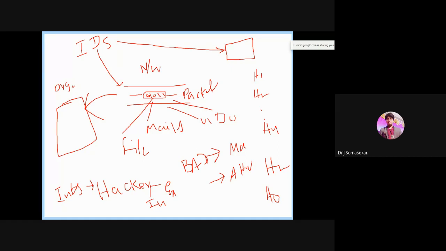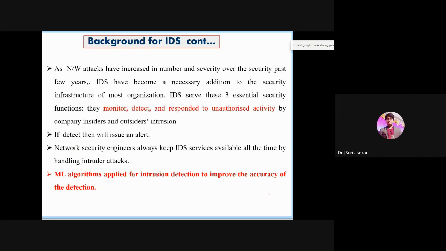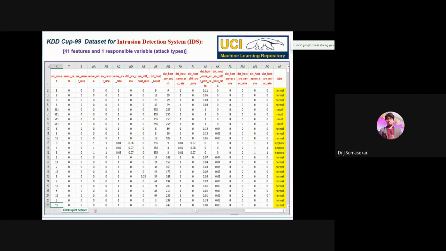Now, how the Bayesian classifier will help to classify whether the given data is bad or good, or maybe any type of attack. So that is the idea here. An intrusion detection system will be helpful to detect unauthorized access, and it will give an immediate alarm to the administrator. Now, how are we going to apply the Bayesian classifier for an intrusion detection system?